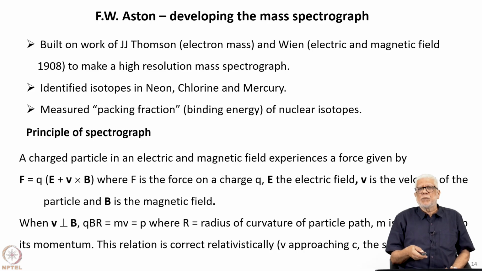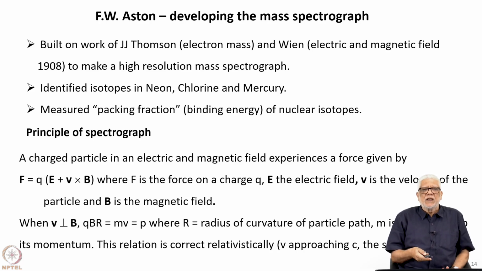And in fact, he measured the binding energy of nuclear isotopes, because if you can measure the masses to an accuracy of delta m by m of the order of 10 to the minus 5, minus 6, then you can get the binding energy of nuclei. This was called the packing fraction in those days. So you have a charged particle.